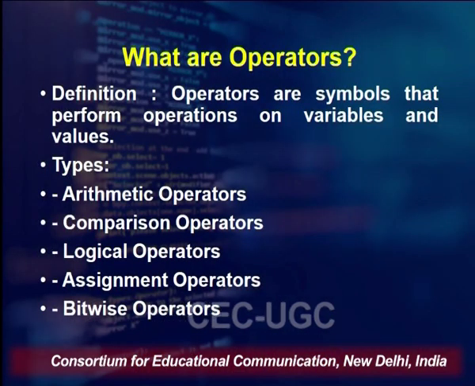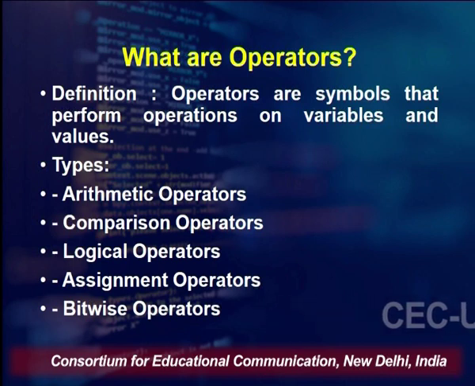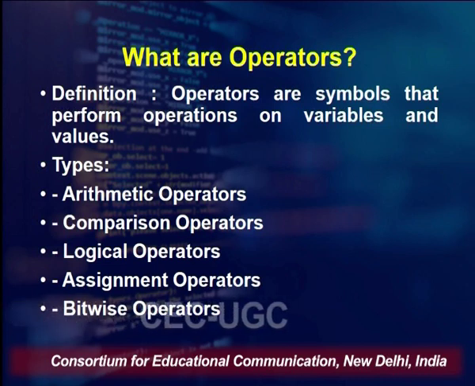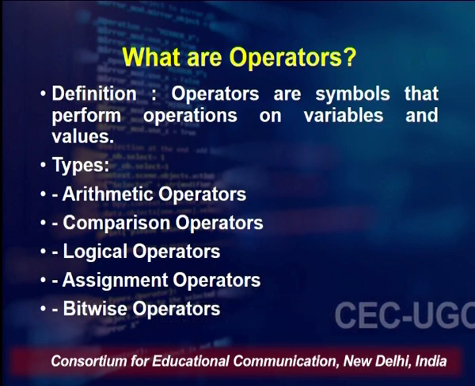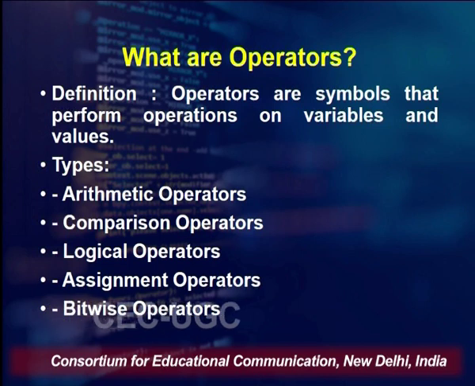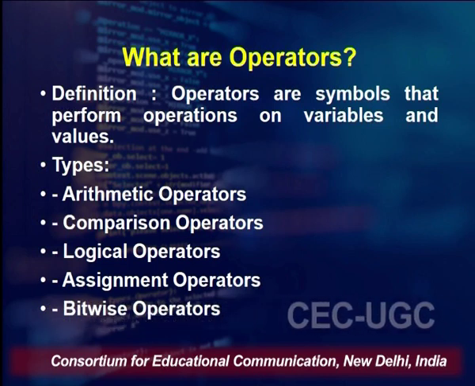Then when you are working with data, definitely you need to have some facilities for performing operations on that data, on those variables or on those literals that you want to perform, right. These operations can be performed using certain operators. Operators are basically the symbols that perform operations on the variables and the values. You can have different types of operators for different types of operations that you would want to perform on your data or on your variables.